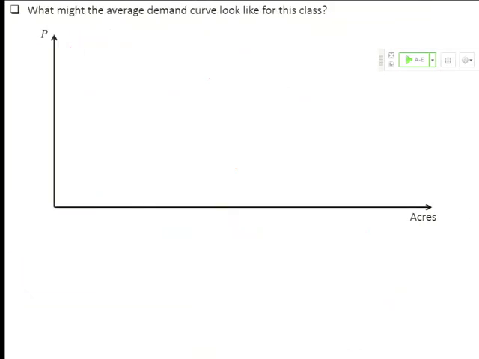Now, I'm going to call Waldo back, and we're going to take a look at what the demand curve for forest might look like for the people in this room, minus me and Waldo.